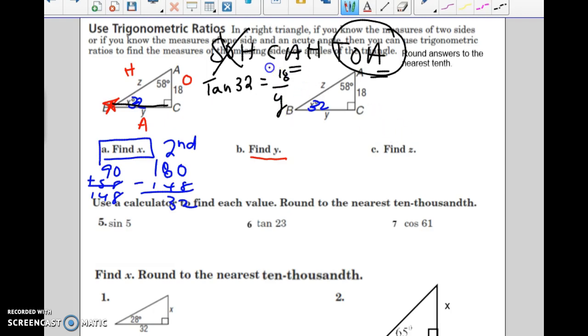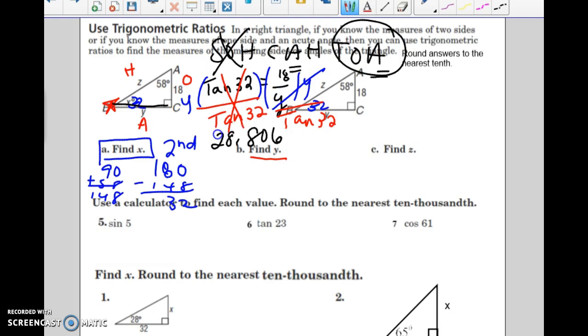Then I would multiply both sides by y. And these y's right here cancel out. And then I would divide both sides by the tangent of 32. Everybody with me? So push in your calculators. 18 divided by tangent of 32, and you get what? 28.806. Good.